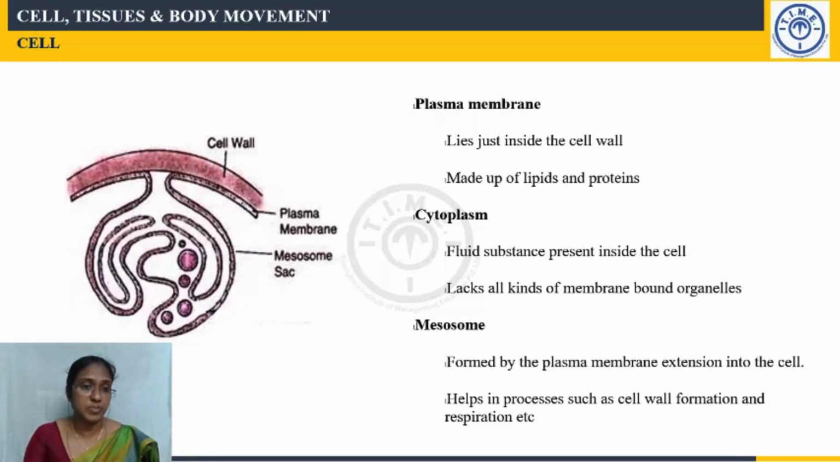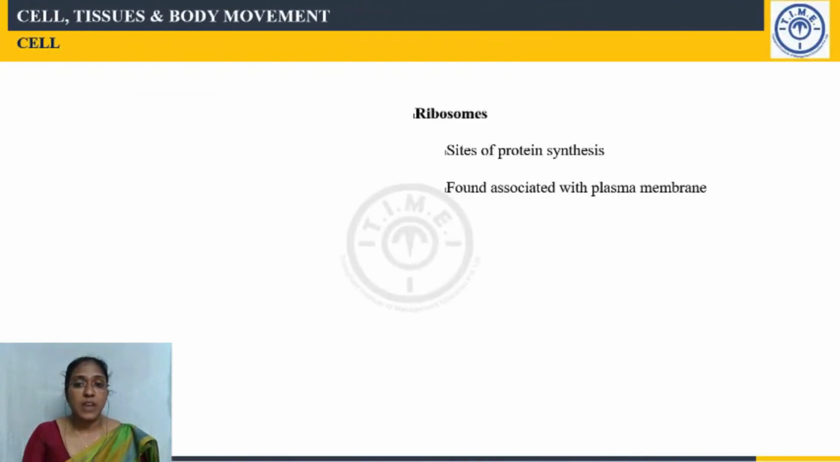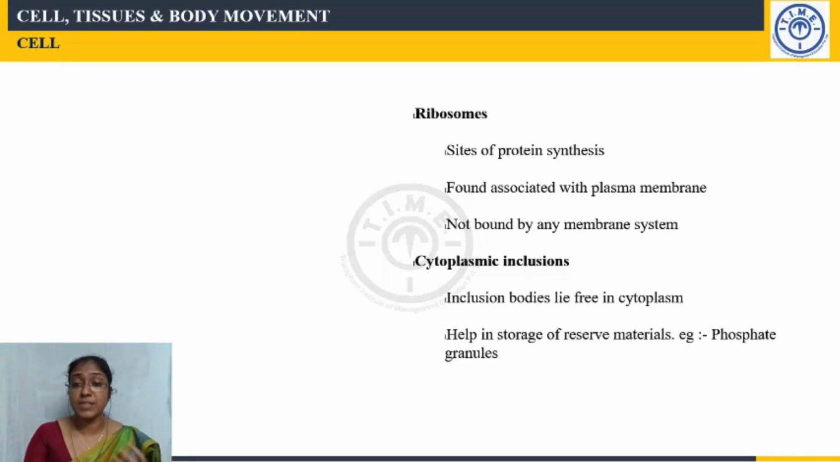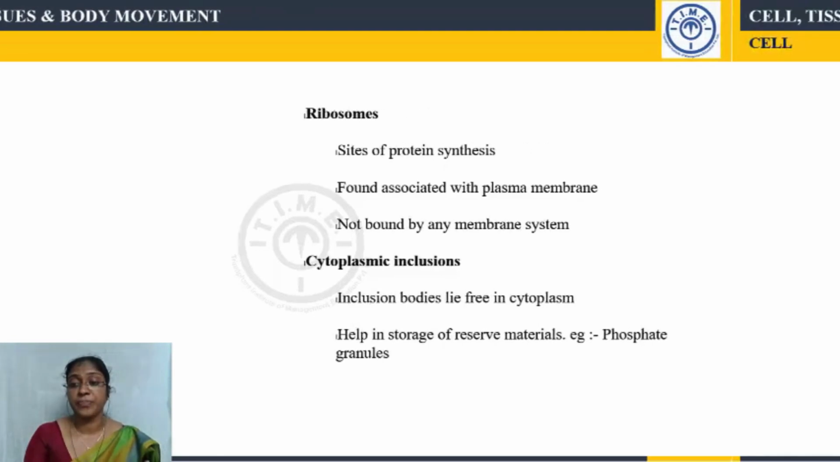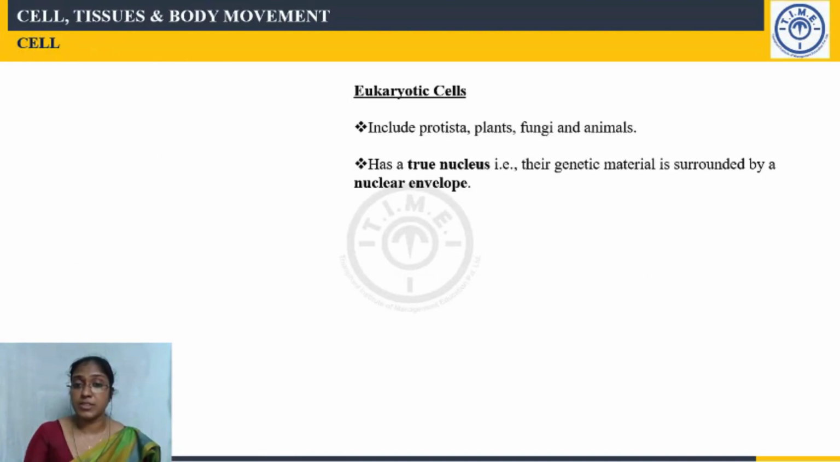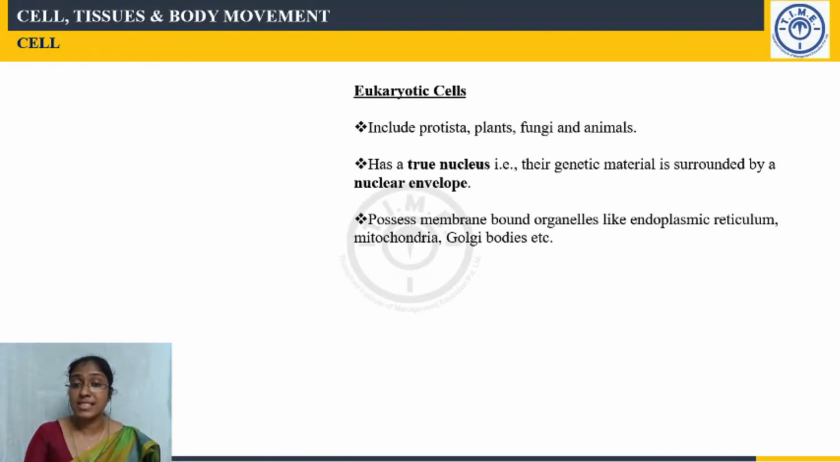Then we have talked about ribosomes. They are the site of protein synthesis, and they are not bound by any membrane system. Then cytoplasmic inclusions lie free in the cytoplasm. Their function is storage. Then eukaryotic cell examples: kingdoms like protista, plants, fungi, and animals have a true nucleus, hence the name eukaryotic. And cell organelles like endoplasmic reticulum, mitochondria, and Golgi bodies are present.